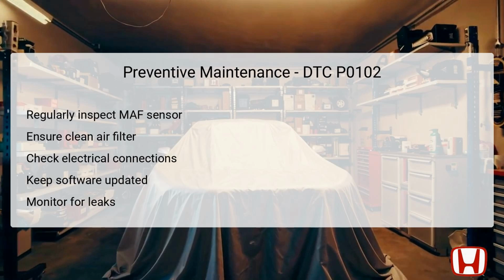Preventive maintenance is vital to maintain optimal performance of the MAF sensor and avoid triggering DTC P0102 in the future. First and foremost, schedule regular inspections of the MAF sensor, including cleaning and ensuring that it isn't obstructed by dirt or debris. A clean air filter is equally essential, as it limits the amount of contaminants reaching the sensor, helping to maintain accurate readings. Furthermore, periodically check electrical connections to ensure that there is no corrosion or loose wires that could impact the sensor's performance.